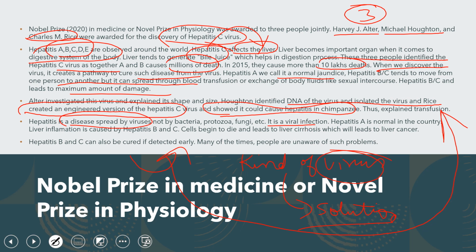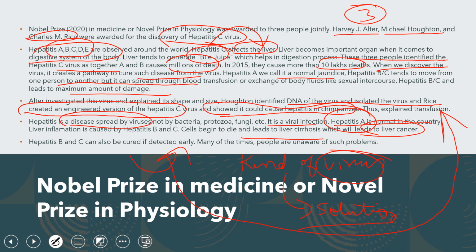So it is a viral infection, and hepatitis A is normal in the country. Liver inflammation is caused by B and C. A is normal, jaundice is not severe, but B and C are an issue. The liver can begin to die and lead to liver cirrhosis, which will lead to liver cancer also.